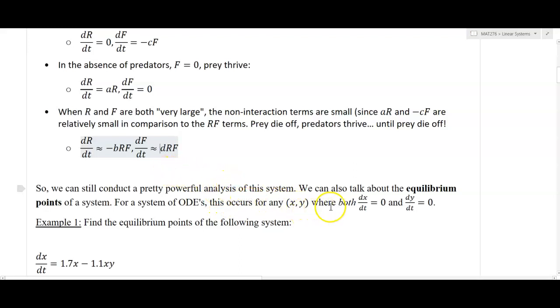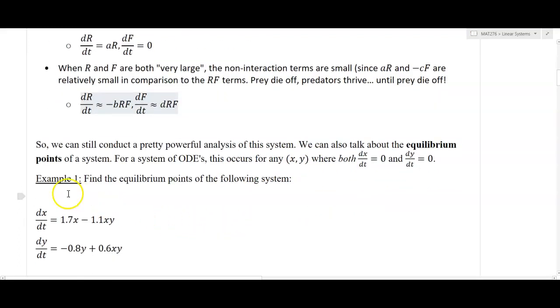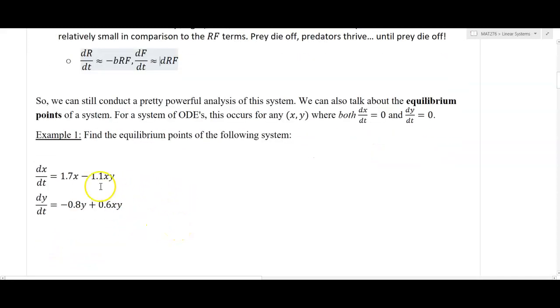So in other words, if both dx/dt equals 0 and dy/dt equals 0, what ordered pairs x and y will cause that to happen? So here I've just replaced r with x and f with y, just to make this a little bit more mathematical. And to find these equilibrium points, all I really have to do is set the rates equal to 0 and solve that underlying system that I get.